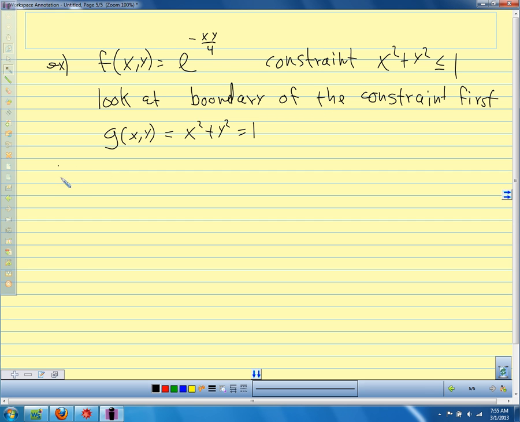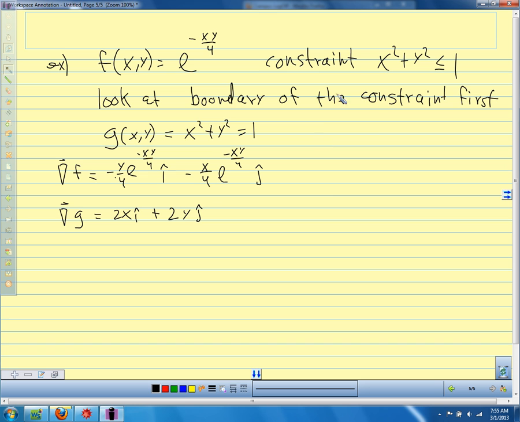So del f, the gradient of f, what's del f going to be? Negative e to the minus xy over 4. And do we have something out front here? Negative y over 4, there we go. I hat, and a similar term for our j component, minus x over 4 e to the minus xy over 4 j hat. Del g, our gradient of g, is going to be 2x i plus 2y j.